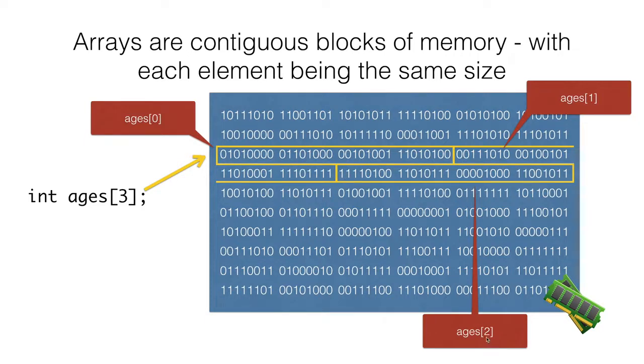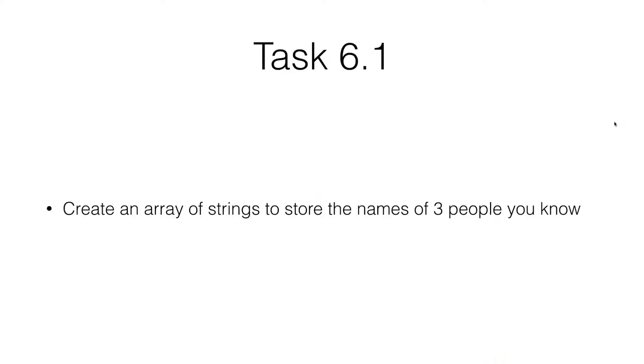So the index really represents how far to jump through the array. So don't jump any at all, grab the first element, grab the second element, grab the third element. So that's how you can interact with each of those elements. Let's have a look now at creating a program in which we're going to interact with 3 people.